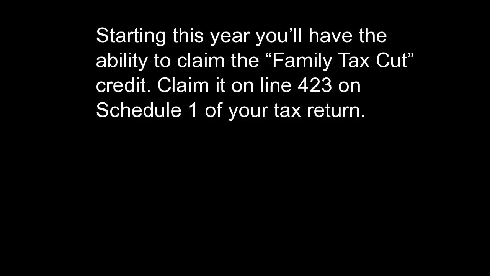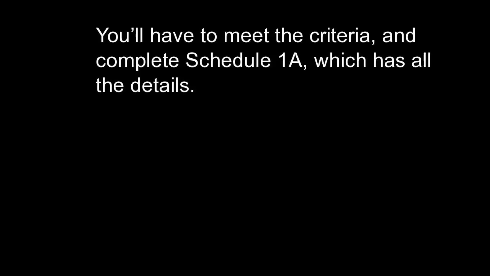Splitting income. Starting this year, you'll have the ability to claim the Family Tax Cut credit. Claim it on line 423 on Schedule 1 of your tax return. This credit will allow you to save up to $2,000 in taxes by effectively shifting part of the tax burden from a higher income spouse or common law partner to the one with a lower income. You'll have to meet the criteria and complete Schedule 1A, which has all the details.